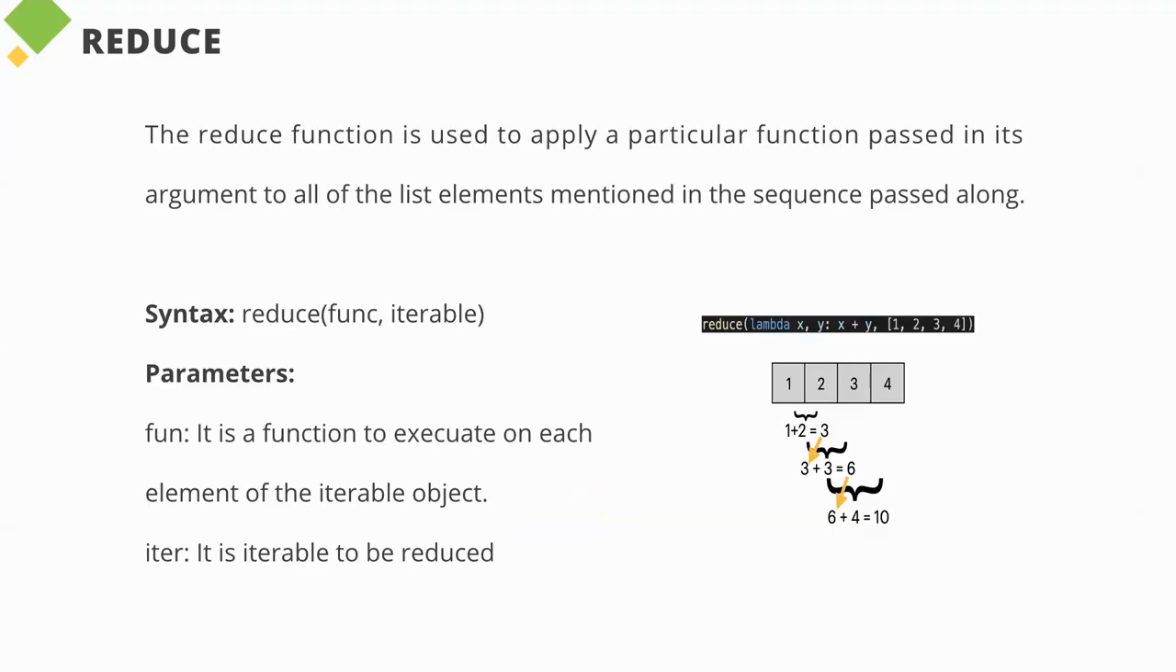plus y. So this is the iterable 1, 2, 3, 4. 1 plus 2 is given here, then the resultant 3 plus 3, 6. Then 6, the resultant, plus 4. The final resultant, whenever you pass this through the reduce function, gives the value 10. Okay.